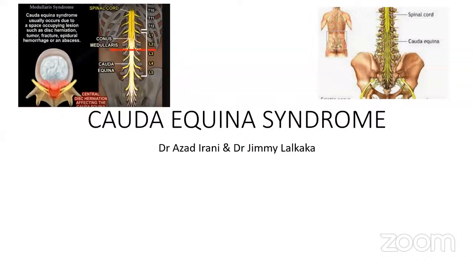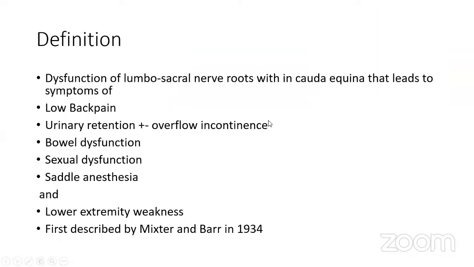Okay, so we'll start with the last topic for the day, that is cauda equina syndrome. So, definition. Cauda equina syndrome is defined as a constellation of symptoms and signs that happens due to pressure on the lumbosacral nerve roots of the cauda equina. These would generally include back pain with urinary symptoms, generally retention plus or minus overflow incontinence later, bowel dysfunction, constipation more common than incontinence, sexual dysfunction, saddle anesthesia, and lower extremity pain and weakness.